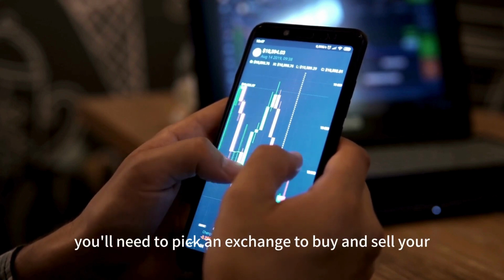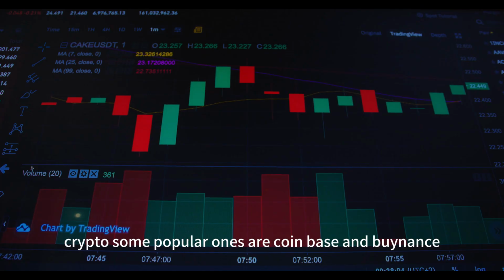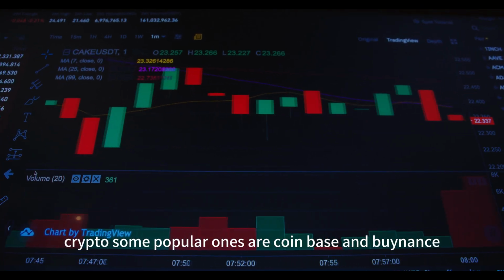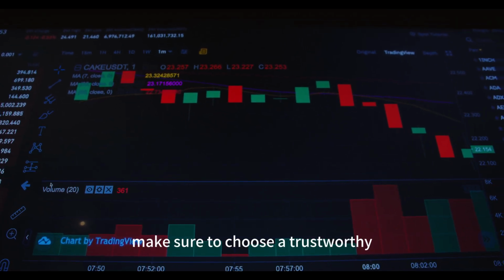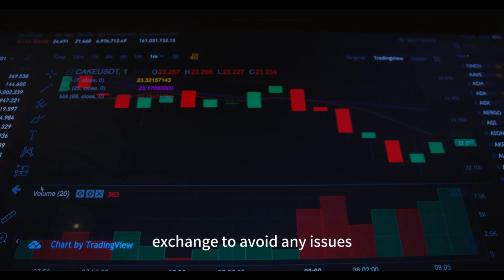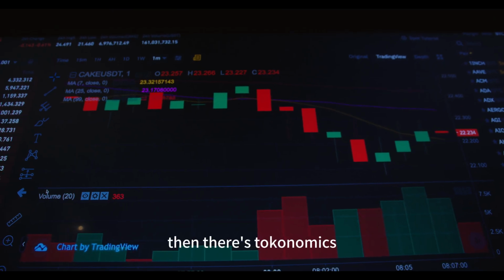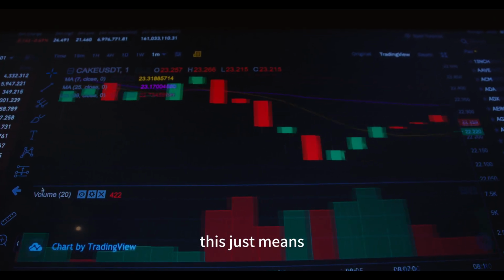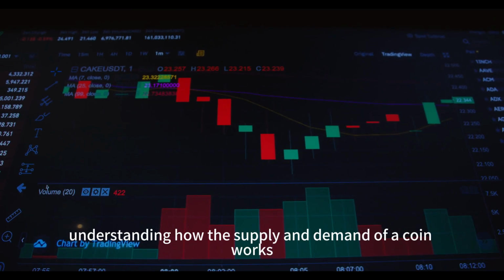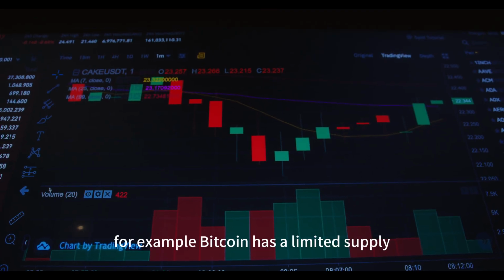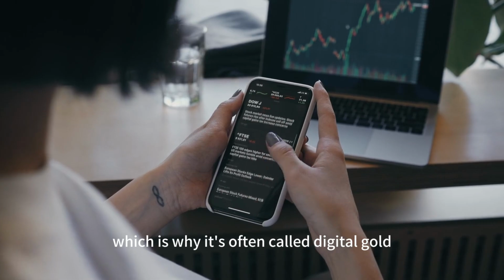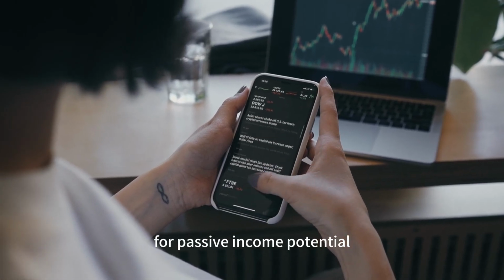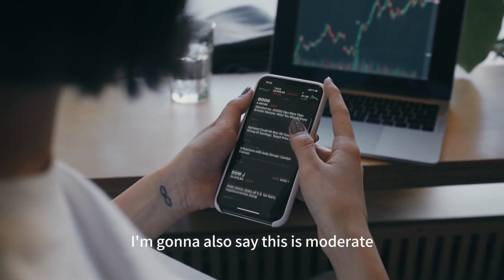Next, you'll need to pick an exchange to buy and sell your crypto. Some popular ones are Coinbase and Binance. These platforms make it simple to trade, but make sure to choose a trustworthy exchange to avoid any issues. Then there's tokenomics. This just means understanding how the supply and demand of a coin works. For example, Bitcoin has a limited supply, which is why it's often called digital gold. For passive income potential, I'm going to also say this is moderate.